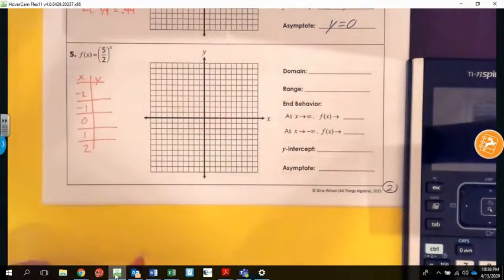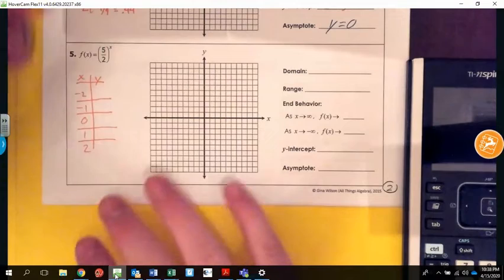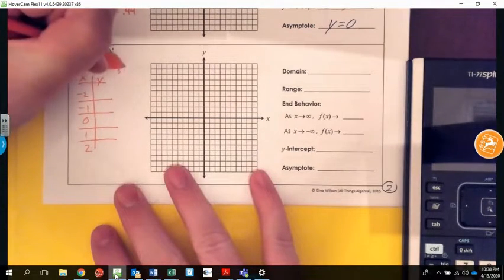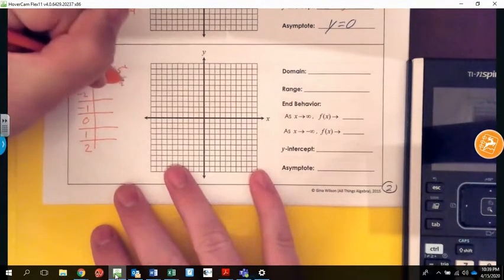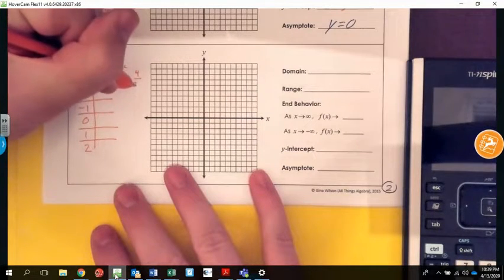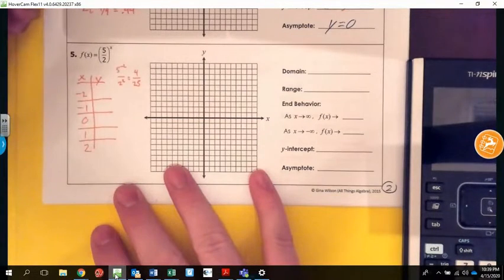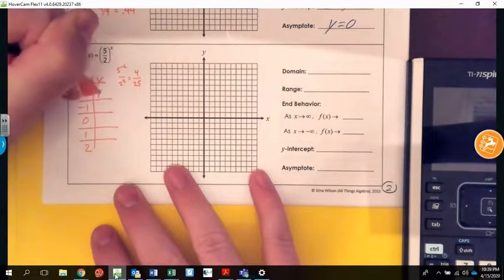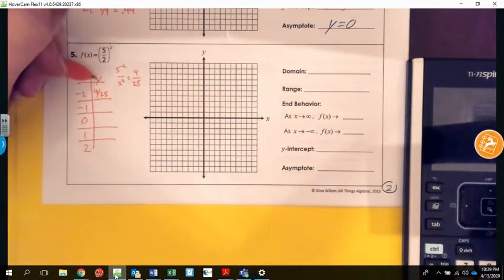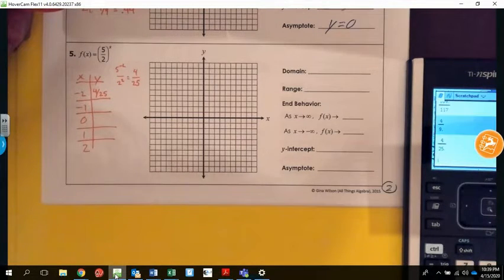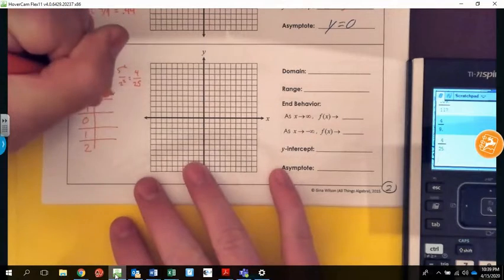So we need to pick some good points. So let's start with -2. If we have 5 to the -2 over 2 to the -2, that's going to give us 4 over 25. Okay, so 4 over 25 is going to go here. That as a decimal is 0.16.